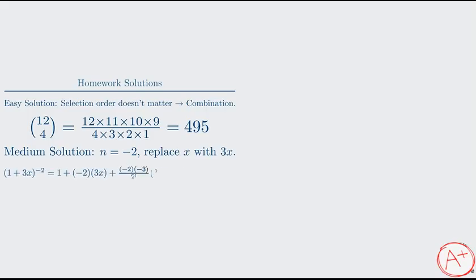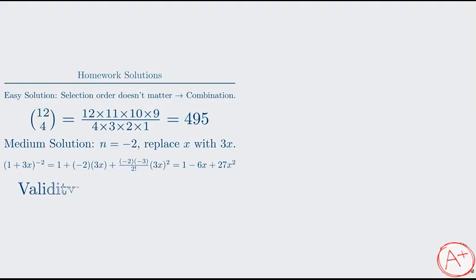1 plus 3x to the negative 2 equals 1 plus -2 times 3x plus -2 times -3 over 2 factorial times 3x squared, which equals 1 minus 6x plus 27x squared. The validity is given by the absolute value of 3x being less than 1/3.